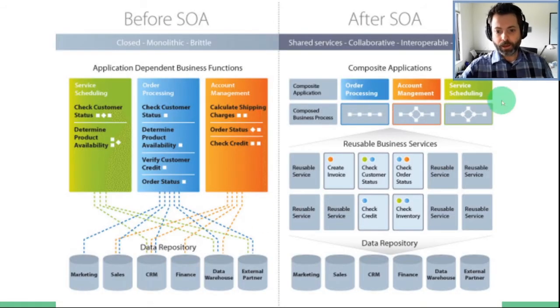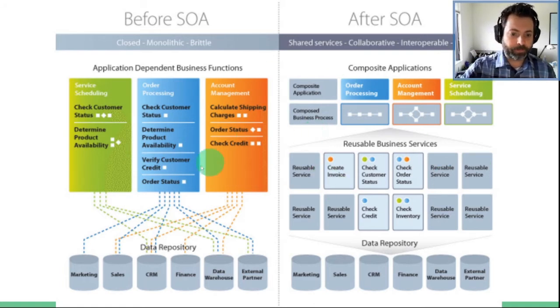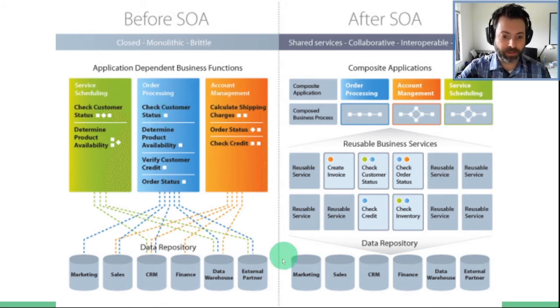All right. So this kind of setup here, now this is again just a generic Google image that I pulled. Here we have a big monolithic application. We have some service scheduling, order processing, account management, a bunch of databases down here. And this is all one big application.